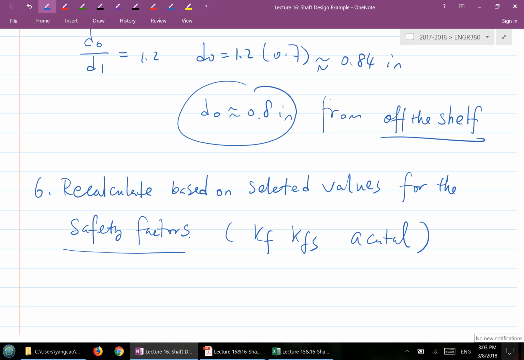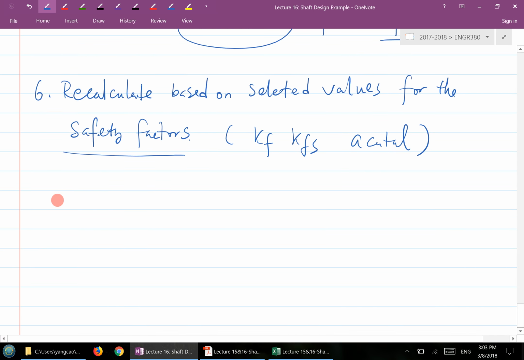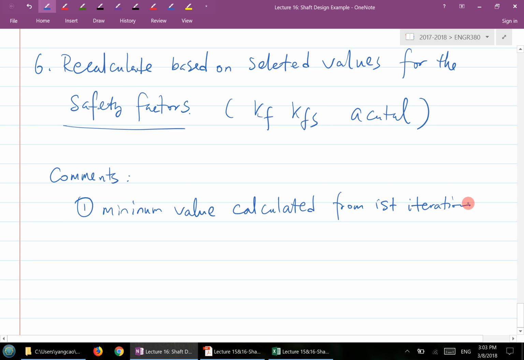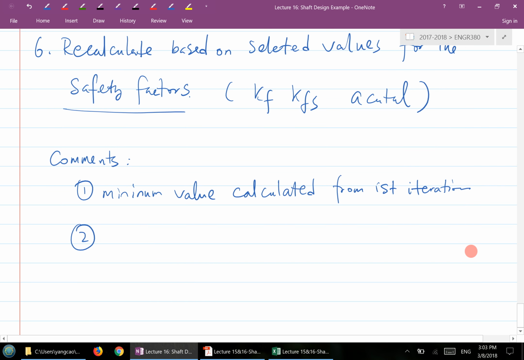So that essentially is the typical process of shaft design. I just want to make a few comments here, serving as a summary. Bear in mind that your first iteration gives you the minimum value. That is something you have to bear in mind.